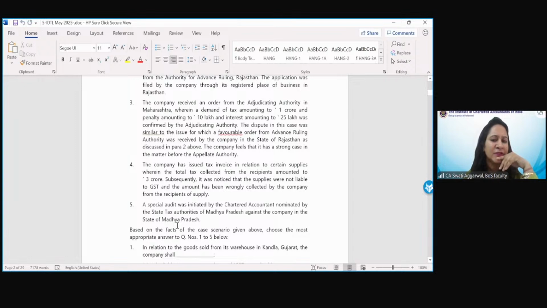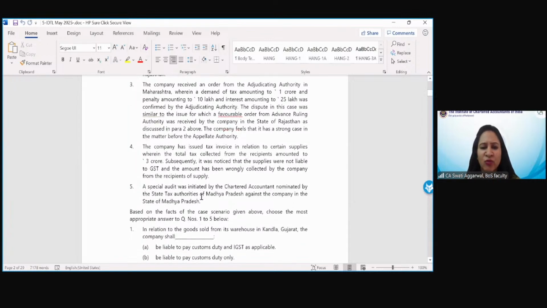The company has issued tax invoice in relation to certain supplies, wherein the total tax collected from the recipients amounted to rupees 3 crore. Subsequently, it was noticed that the supplies were not liable to GST and the amount has been wrongfully collected by the company from the recipients of it. Then, next point. A special audit was initiated by the chartered accountant nominated by the state tax authorities of Madhya Pradesh against the company in the state of Madhya Pradesh.